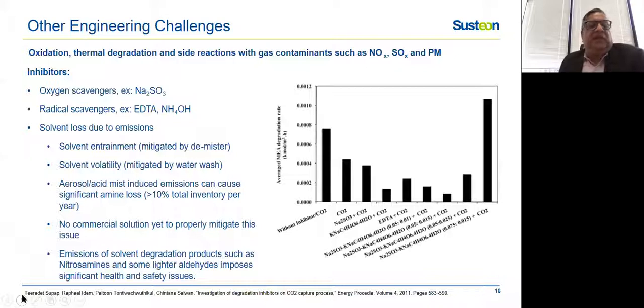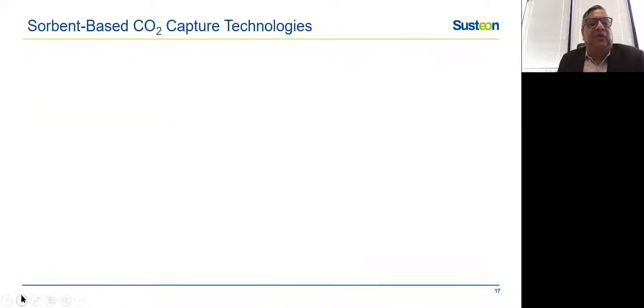And then other engineering challenges, I'm not going to read through that, but these are real challenges when we scale up the lab technology to commercial technologies. We need to worry about oxygen, which is there in the flue gas. What radical scavenger, solvent entrainment, volatility of the solvent, aerosols which are generated. So all these things have to be really taken care of for a commercial process to work. And I think a lot of work is ongoing in the industry and academic community.